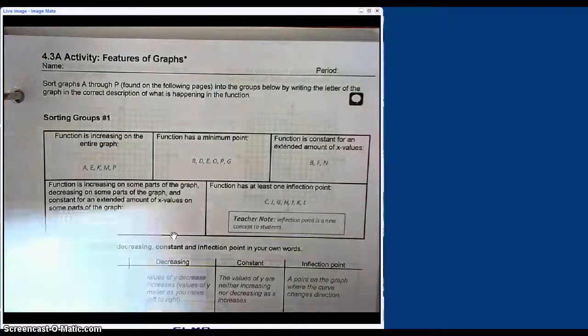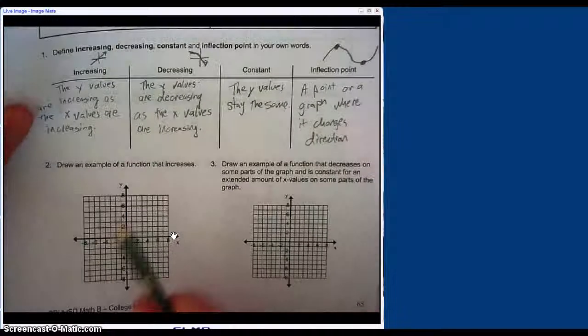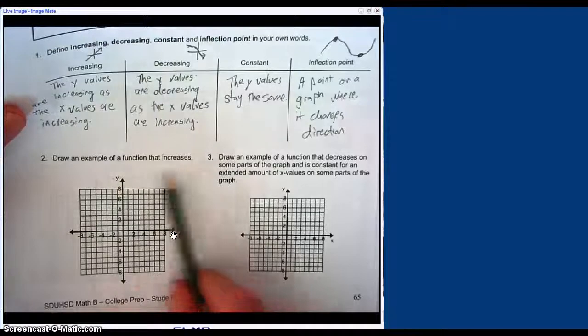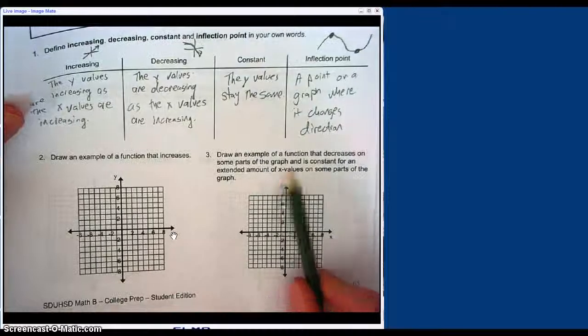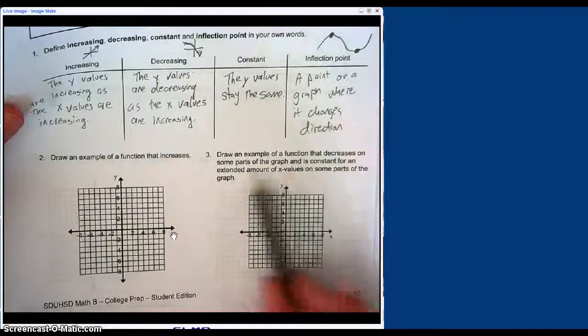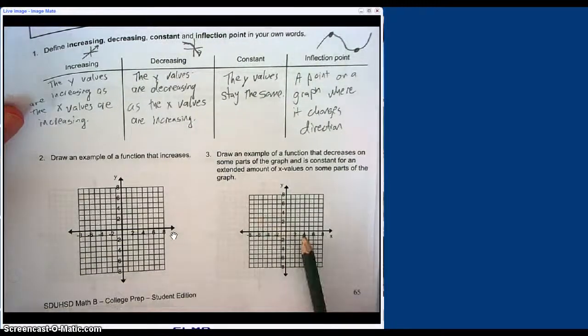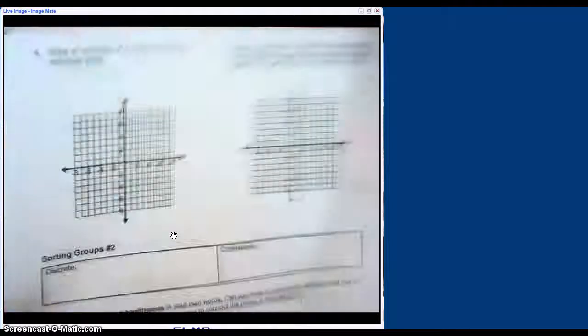So now what I'd like you to do, though, is go through the rest of these problems where it says draw an example of a function that increases. There's more than one right answer here. Read this description. You want a function that decreases. So these are two drawings that you guys can do as groups.